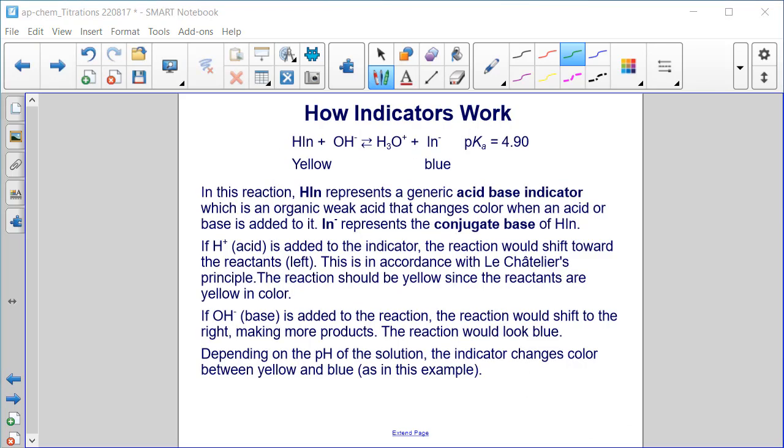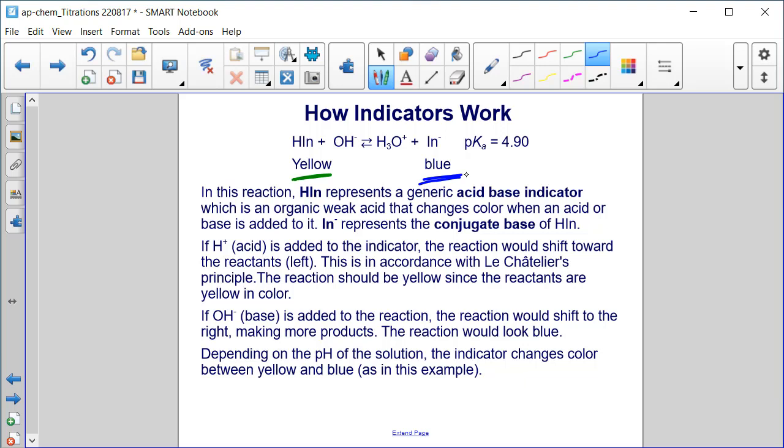Here's how indicators work. In this reaction, HIn represents a generic acid-base indicator, which is an organic weak acid that changes color when an acid or base is added to it. So here's our generic indicator, HIn, which is yellow in color. In minus represents the conjugate base of HIn.